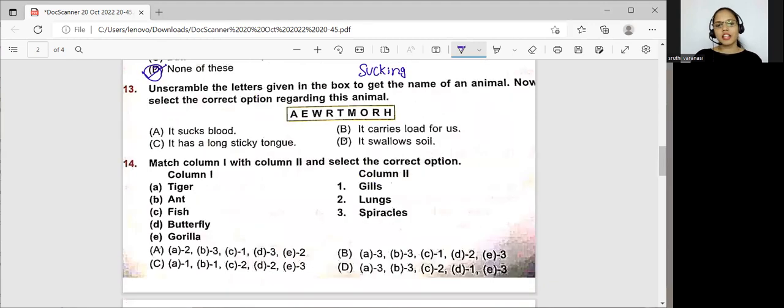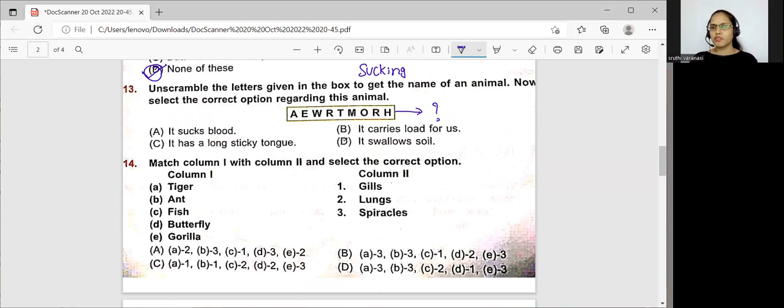Now, let us see the 13th question. First, you have to unscramble the letters in the box, okay? And then you will get the name of an animal. Now, you have to select the correct option regarding this animal. This is looking like rocket science. We'll do it later. Now, let us see the options. It sucks blood. It has a long, sticky tongue. It sucks blood, that is leech or mosquito, but this bird is not looking like that. It has a long sticky tongue, that is a lizard or frog, but it's not looking like that.